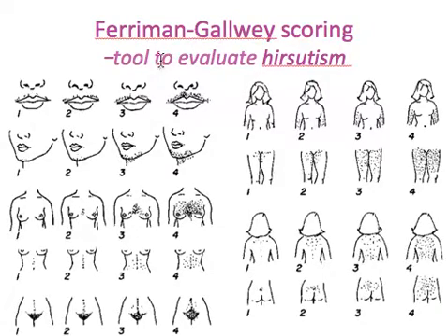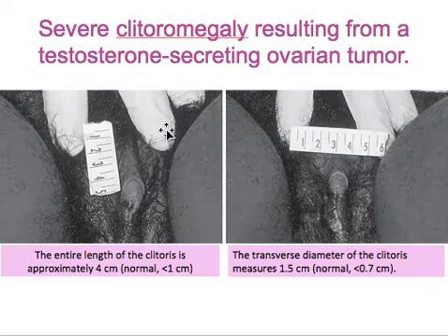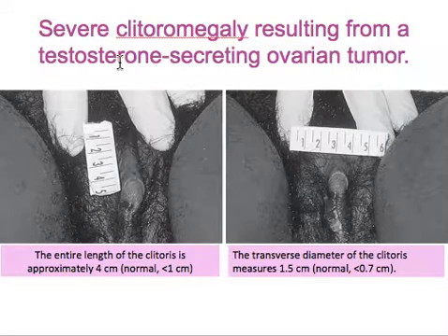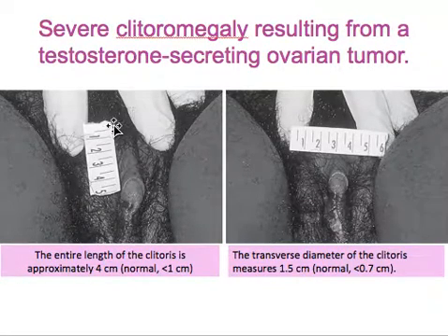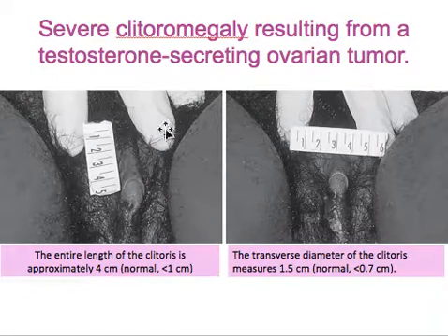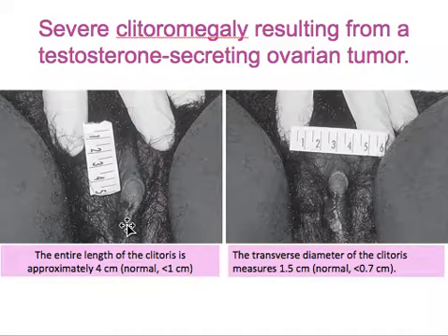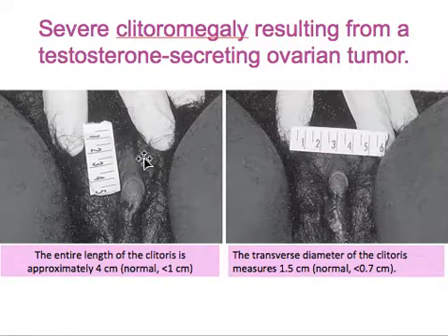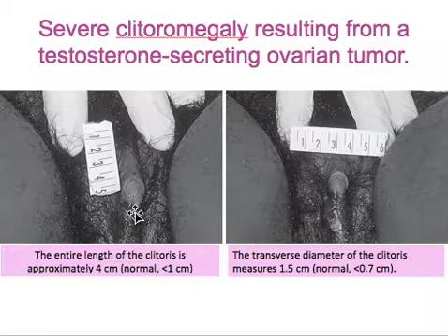So in order to evaluate this, you score with your Ferriman-Gallwey scoring. This one is a patient with a testosterone-secreting ovarian tumor, and since the oversecretion of your testosterone occurred after puberty, its effect would be mostly on the size of your clitoris. So of course, it cannot stimulate you to grow a penis or grow a scrotum, but the effects would be an enlargement of your clitoris. Okay, so if you measure this, the entire length of your clitoris is about 4 cm. The normal would be less than 1 cm.